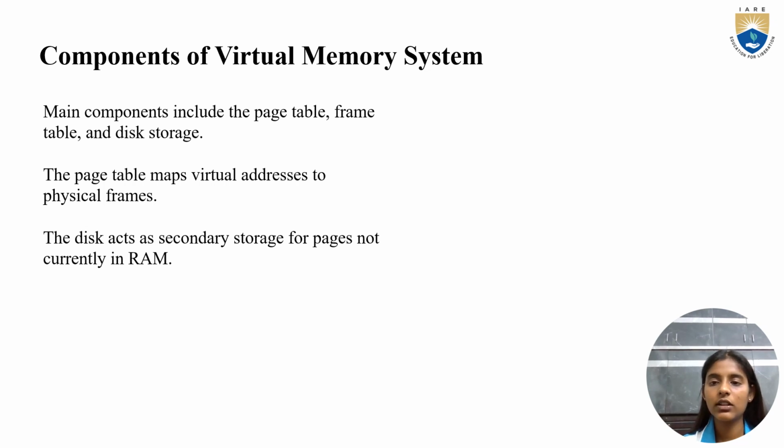The fourth key component is the page fault handler. It handles page faults by swapping pages between main memory and secondary storage. It updates page tables and the MMU accordingly. The fifth key component is secondary storage. It provides additional storage space for pages not in the main memory, typically implemented using hard disks or SSDs.